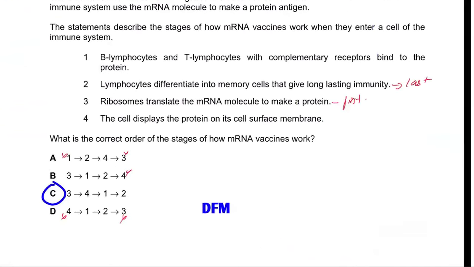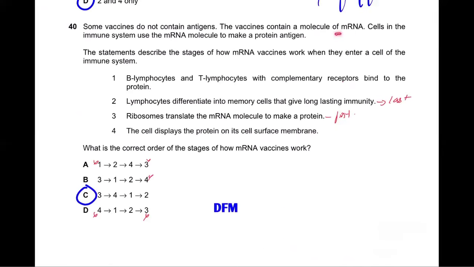Some vaccines do not contain antigens. The vaccines contain a molecule of mRNA. The immune system uses the mRNA molecule to make a protein antigen. The statements describe the stages of how mRNA vaccines work when they enter the cell of the immune system. So this is what's happening. B lymphocyte, T lymphocyte, the complementary receptor binds to the protein. Lymphocytes differentiate to form memory cells, giving long-lasting memory. This is the last thing to happen.